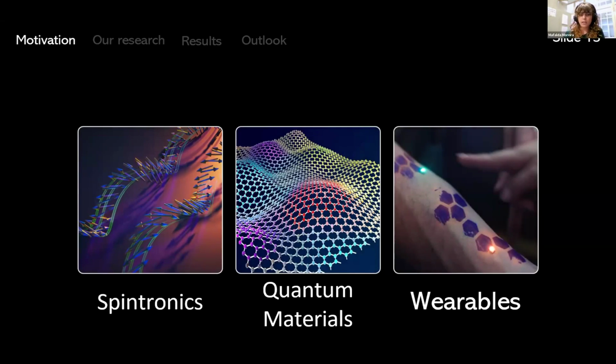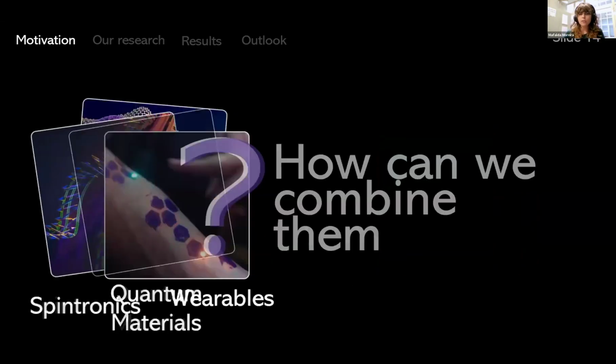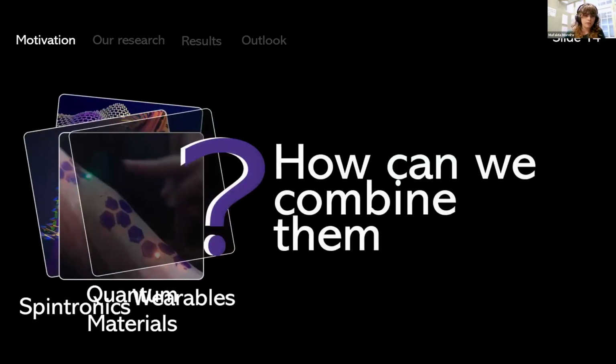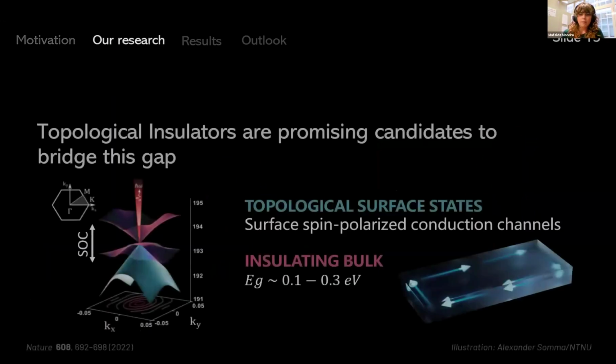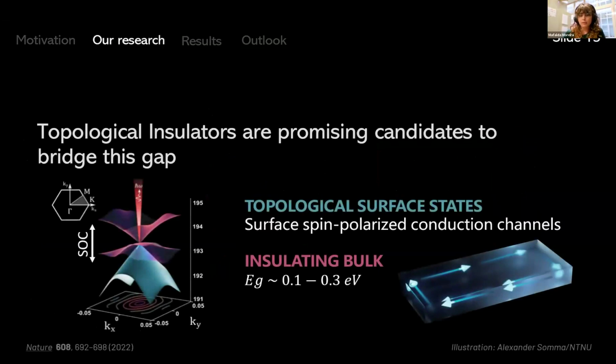And of course, even though all of these topics find ways to intersect, ultimately, the goal is to design computation devices that can combine all of them. So spintronic devices that are highly efficient, that can adapt to wearable technology, and that are based on quantum materials for higher speed and to enable these new mechanisms for computation. And we honestly believe that topological insulators are very promising candidates to do so.